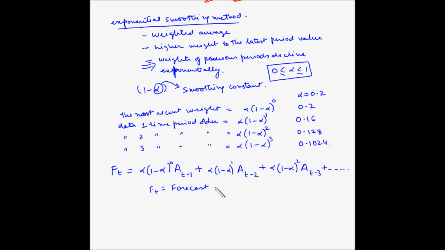forecast for period t. A(t minus 1) is the actual demand in the prior period, and alpha is the smoothing constant.